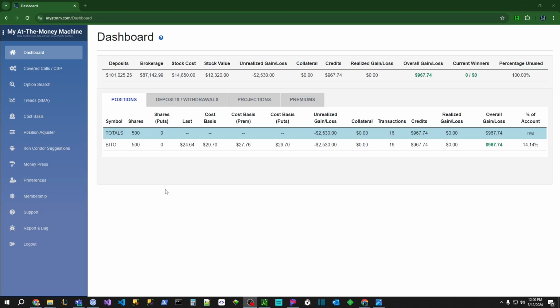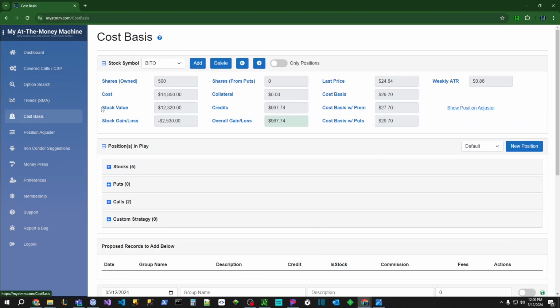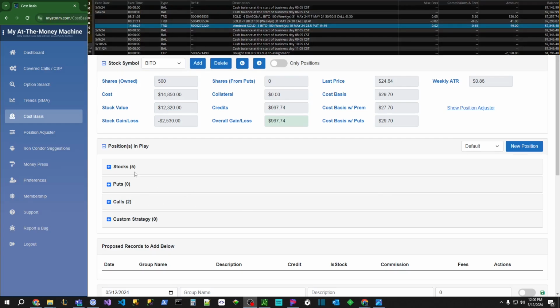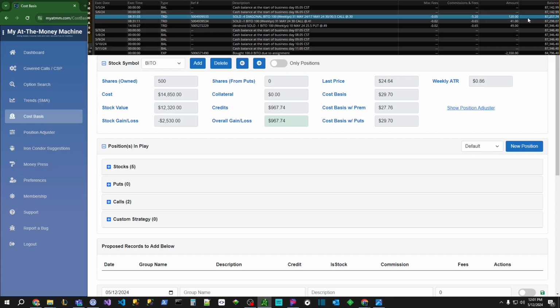Here we are logged into myatmm.com. We go to the dashboard initially when we first log in. What we need to do is come over to the cost basis screen, make sure BITO is selected. It's the only ticker that we're currently tracking right now in this account, so that comes up first. Okay, let's go ahead and bring up the Thinkorswim account statement so we can more easily see that. There we go.